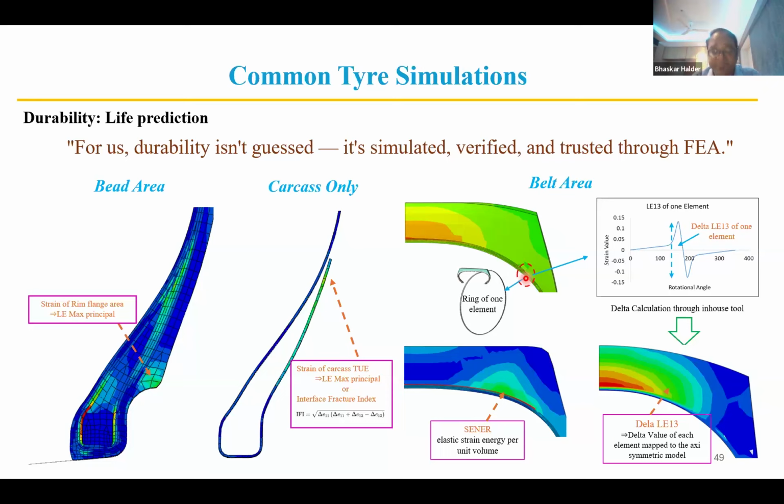Another thing is the heat buildup. As I told, the tire is always hitting the ground, so there is a cycle, and heat is generated. Now suppose I use compound A and compound B, I can compare both and see what the heat zone area is. That type of comparison I can do. Whatever is happening inside the tire can be easily predicted through this common simulation process.